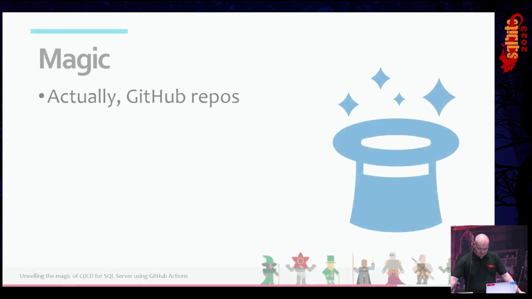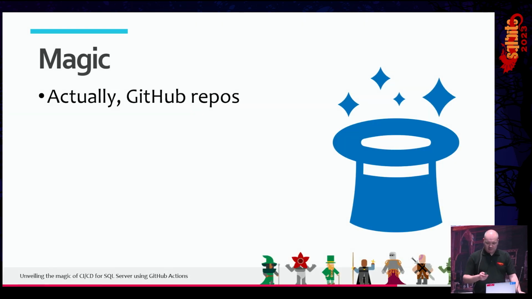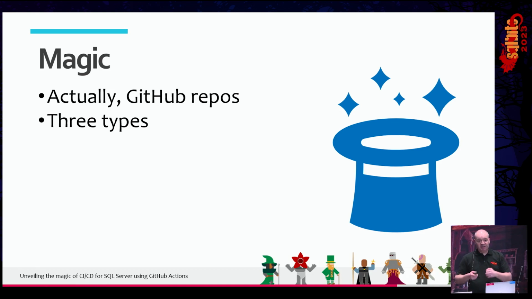There are actually three different types of GitHub Actions you can use: container, composite, and the JavaScript one. And as well as for CI/CD, they can be used for different levels of automation, as I will show in a demo coming up shortly.